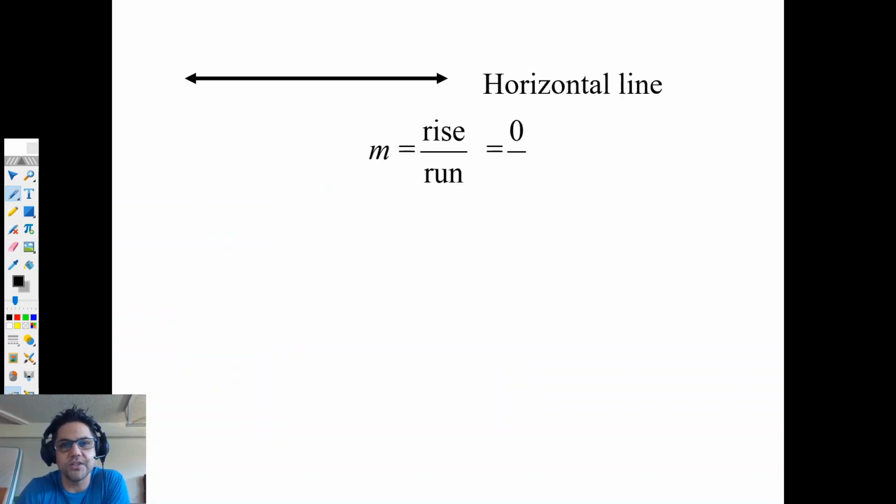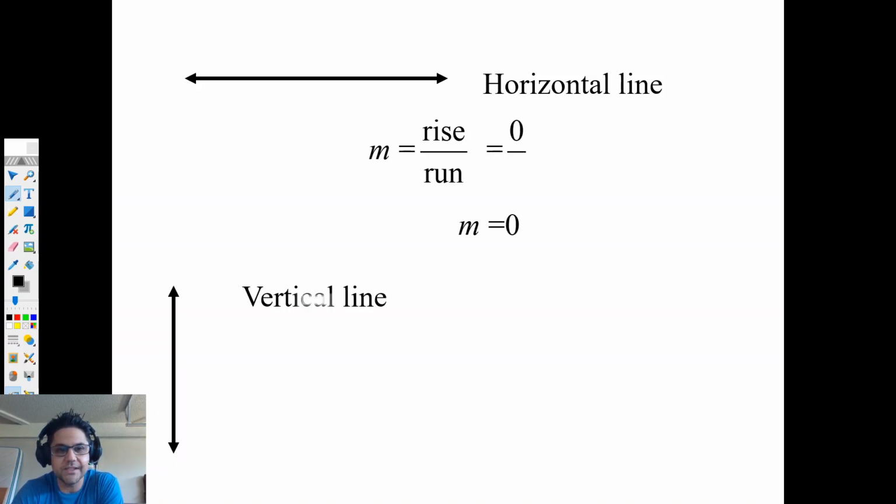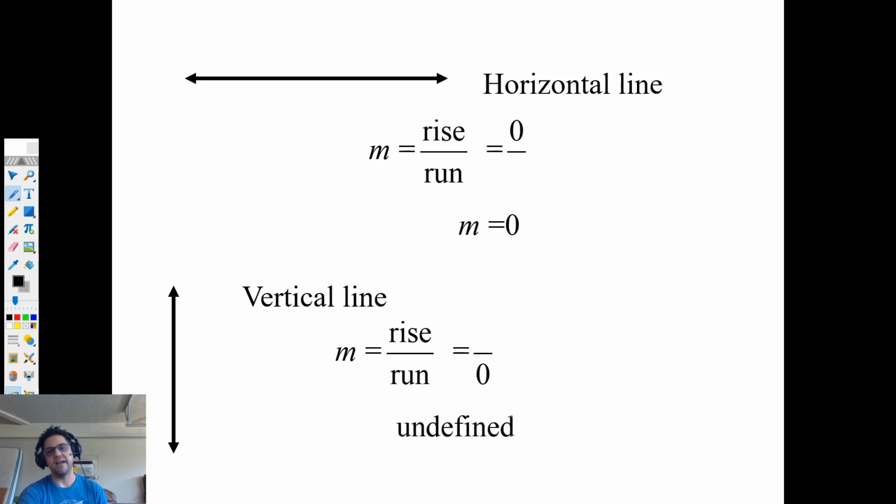When you have a horizontal line, your rise would be 0, and 0 divided by 3 or whatever would just be 0. And then this was our even more special one. When we had a vertical line, our run was 0. And again, the trick was if 0 is under the line, then it is undefined.